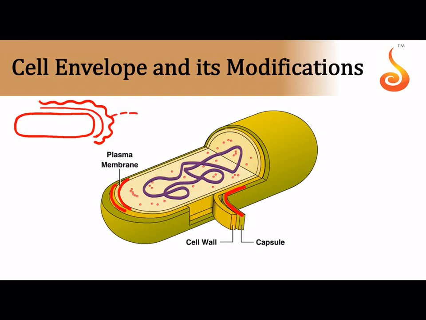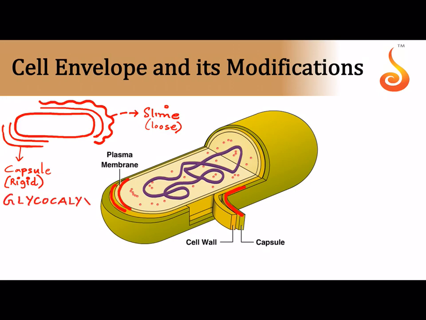If it is very loose like this, then it is referred to as a slime layer. Suppose you have the cell membrane, the cell wall, and suppose it is very rigid and very thick like what I am showing you here, then it is referred to as a capsule. So remember, the outermost layer, which is made up of polysaccharide and protein, if it is loose, it is called slime. If it is very thick, rigid and very strong, then it is referred to as the capsule.